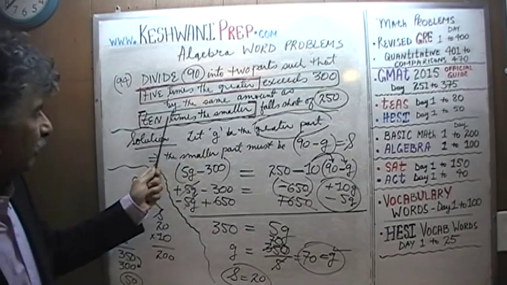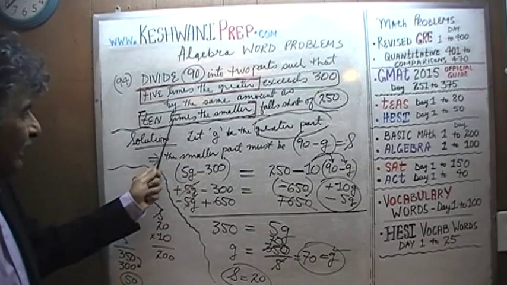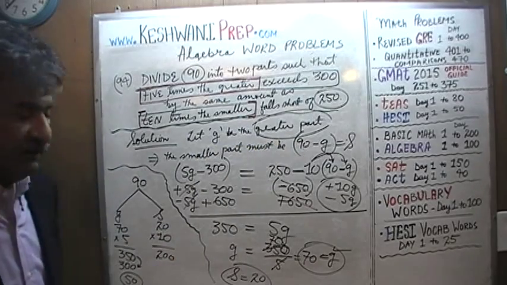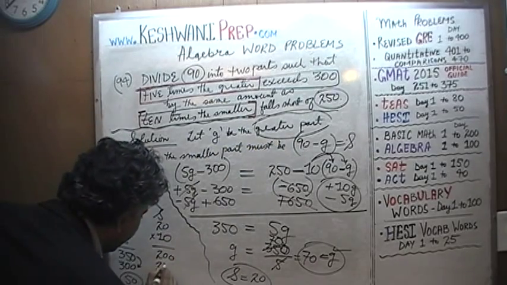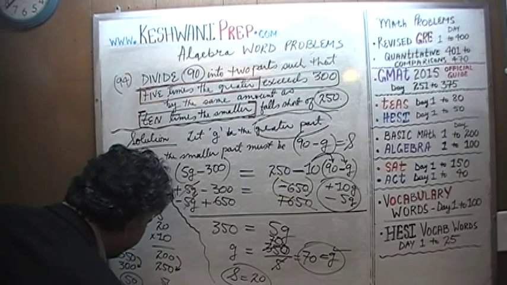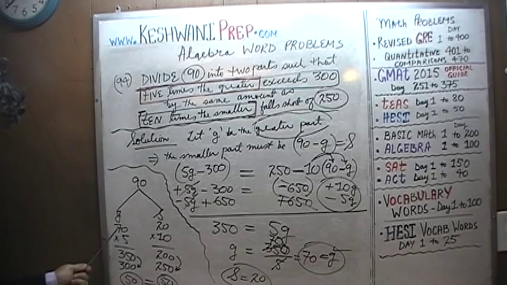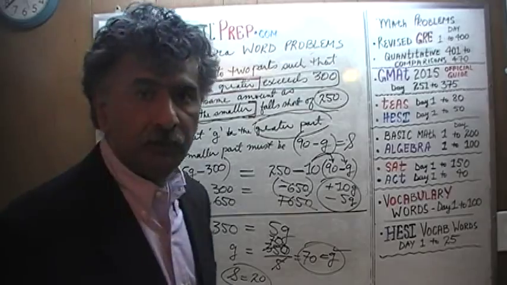10 times the smaller number, 10 times 20, is 200, and it falls short of 250 by exactly the same amount, by 50. One more time, you can clearly see here: 5 times the greater part exceeds 300 by the same amount as 10 times the smaller part falls short of 250. Voila. Bye now.